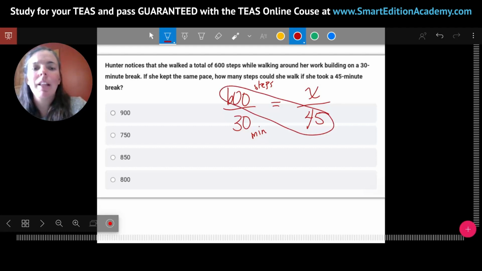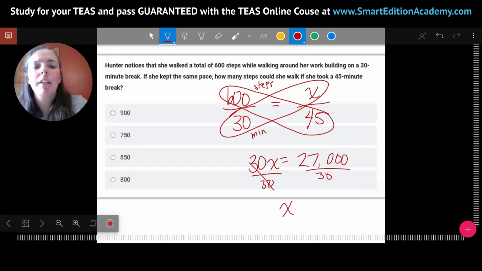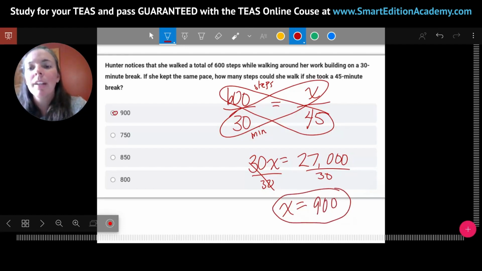And then here, I like to just do cross multiplication. It's nice and easy to solve regardless of the numbers. So 30 times X will equal 600 times 45, which is 27,000. When I divide by 30, and you may have definitely got here another way, but I'm just showing you this process, kind of like a foolproof way to do it. You should get 900.